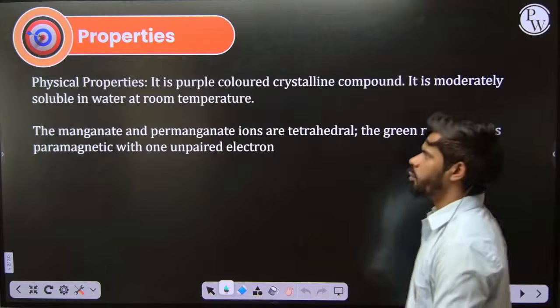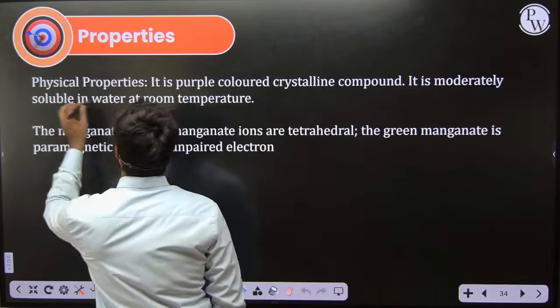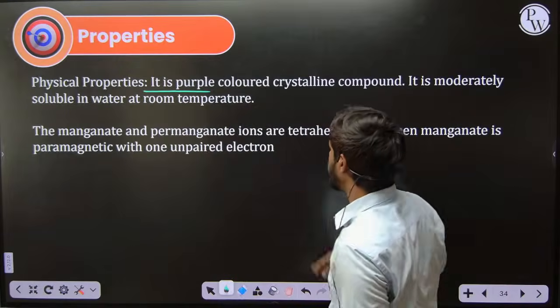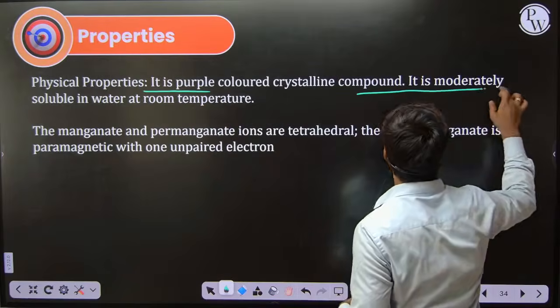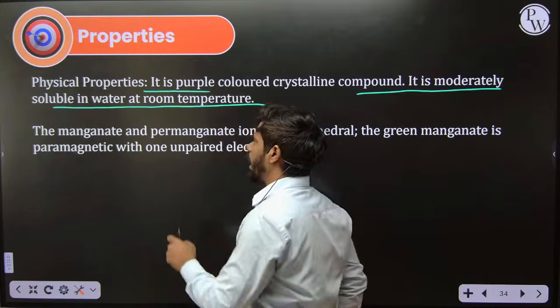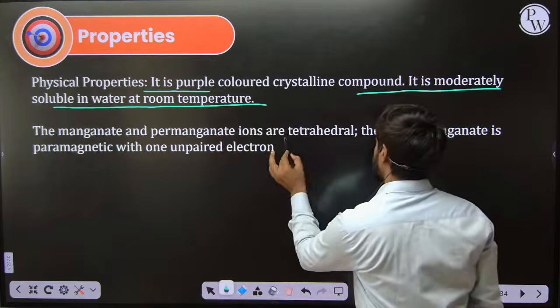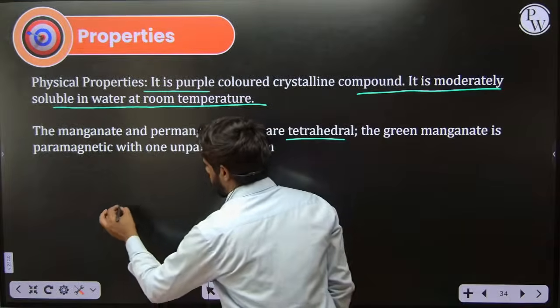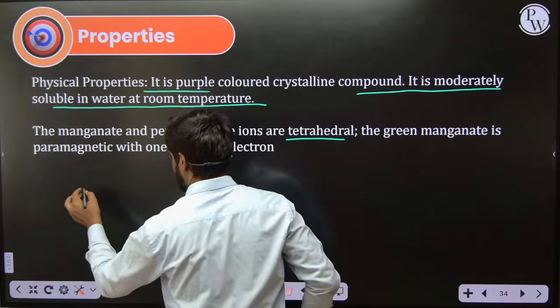It has properties that we can say. First, physical properties: it is a purple colored crystalline compound, moderately soluble in water at room temperature. The manganate and permanganate ions are tetrahedral.